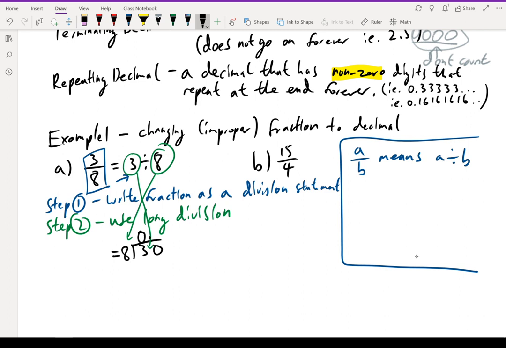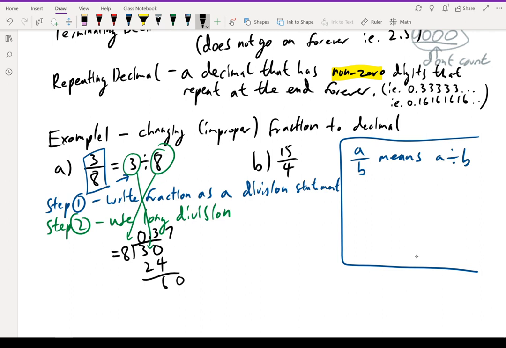8 goes into 60 how many times? 6 times would be 48. No, 7 times. It's going to give you 54. We have 64. Before 64 is 56. Sorry, yeah, 8 times 7 is 56.